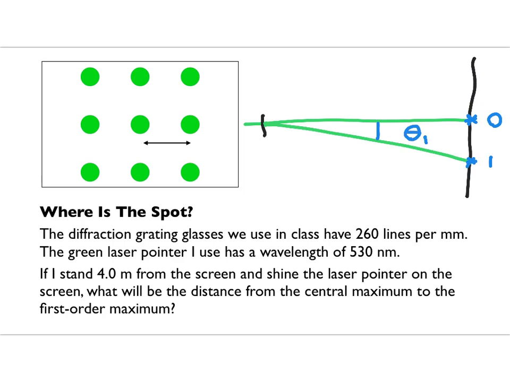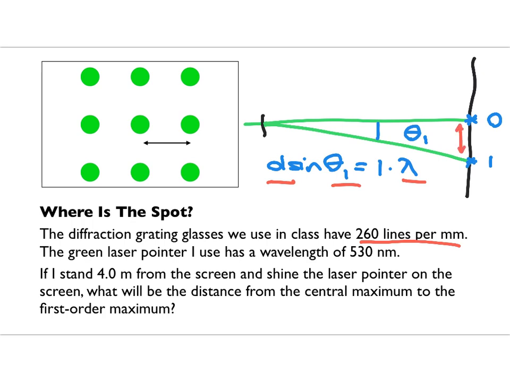And the way we're going to find theta 1 is to use our basic relationship, which is d times sine of theta m, but I'm looking for theta 1, is just equal to m times lambda, but m is 1, so it's 1 times lambda. I know what lambda is. I know what d is. It's 1 over 260 millimeters, just like it was before. I have everything I need to figure out what theta is. Now, once I know what theta 1 is, I can work out what the distance is, because you were told to look for not the angle, but the distance.